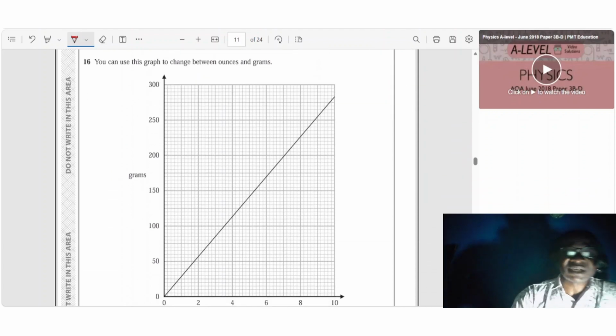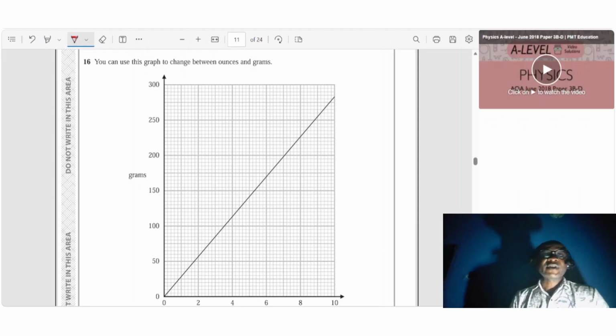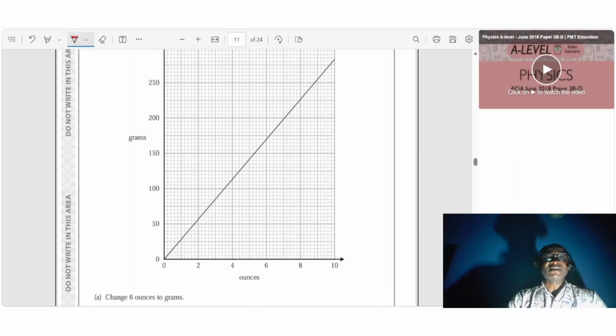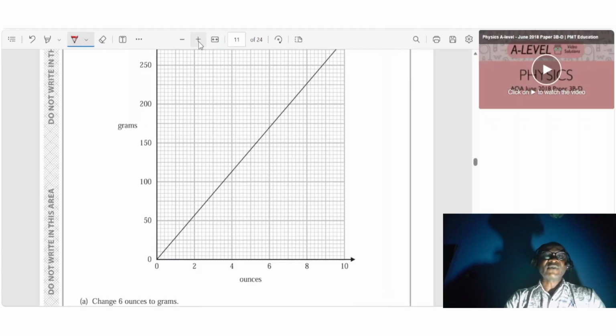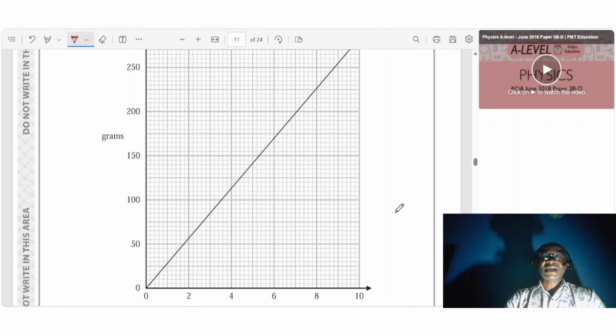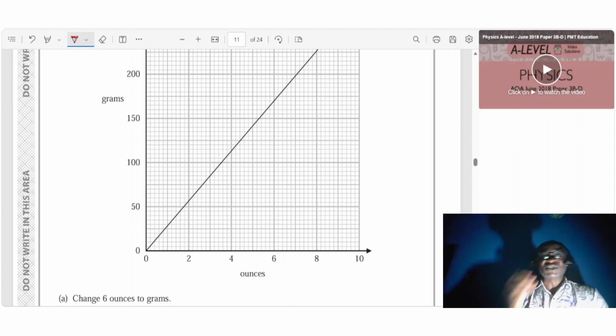Okay, this one is a linear graph. The graph of change between ounces and grams. So here we are given the values, and they say change 6 ounces to grams. What do you think should be the answer? Let me zoom it further so that you can see the line very well. Yes, I think it is now very bold. So we want to change 6 ounces to grams. What do you think will be the result?